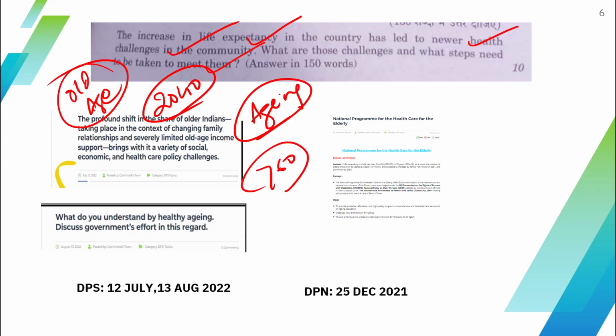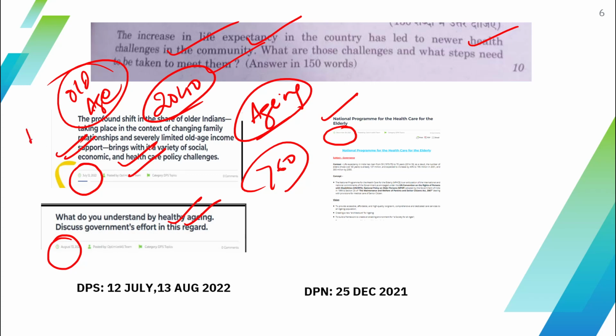You can see here I have given two questions in July 12, 2022 and August 13, 2022 on healthy aging and health challenges. And I have also given in the DPN, you can see here, up to this December 29, 2021, National Program for Healthcare of Elderly. Elderlies were in news, were a very important topic, and it was predicted.